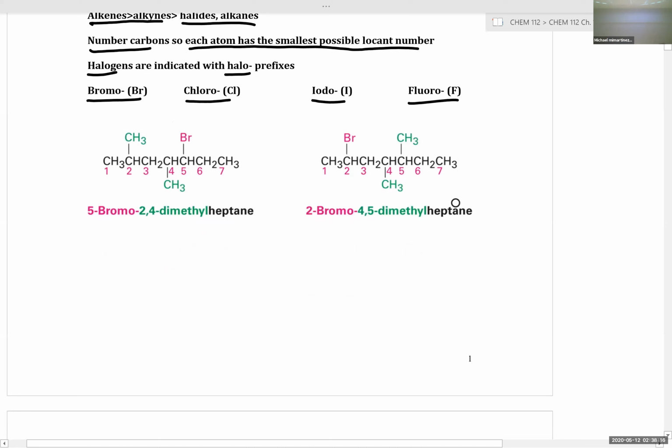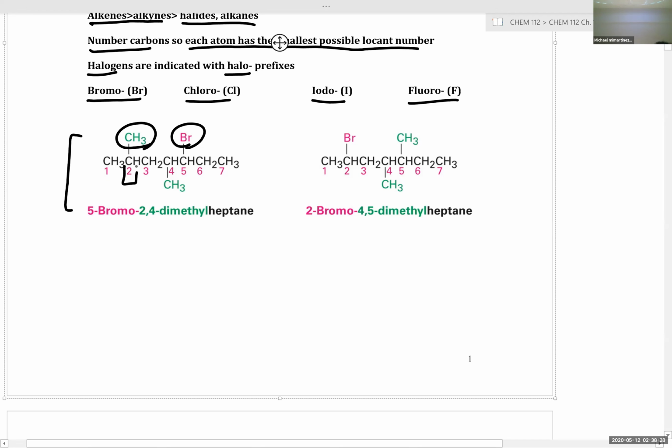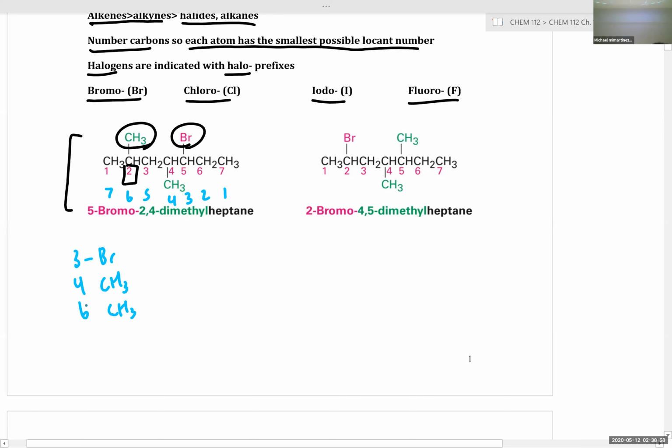Such as in these two examples, if we compare our alkyl and our halogen substituents, we want the lowest possible numbers for each of our substituents. So we choose to number from left to right over right to left. And let's show why that is. Looking at our potential numbering pattern, we see very clearly that if we chose to number from right to left, we'd have our bromine at position 3, our methyl at position 4, and a methyl at position 6.